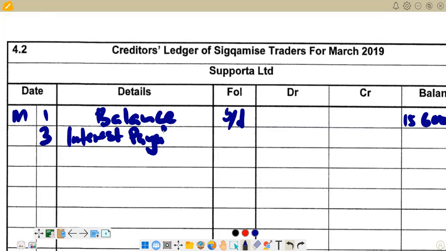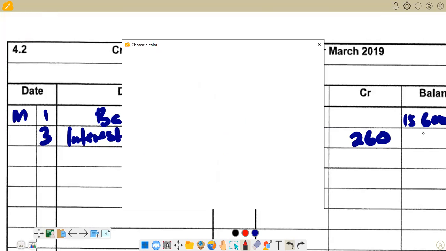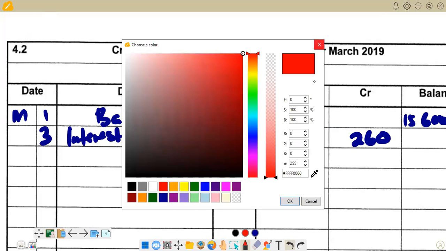This is interest payable, and this information we get from the general journal, and it is 260. We put it on the credit side since it increases the balance, and then we can take note of the adjustment of the balance column.